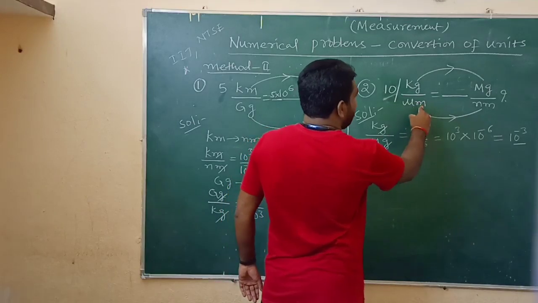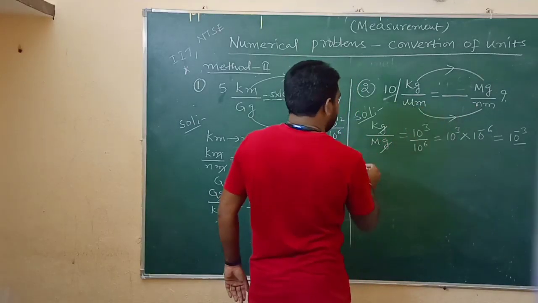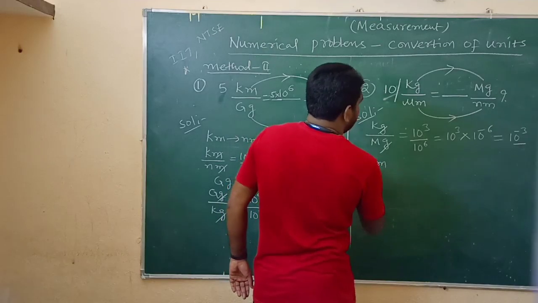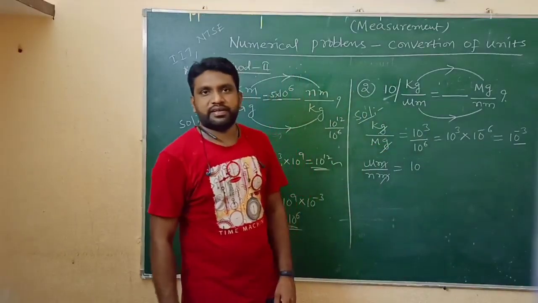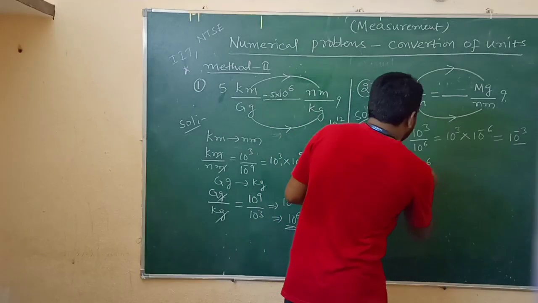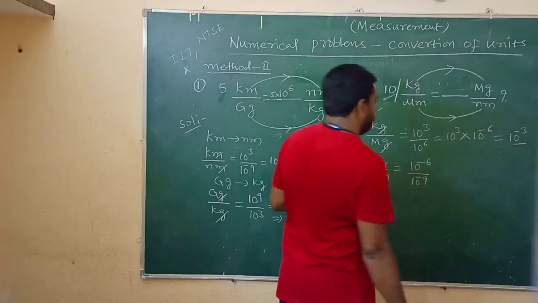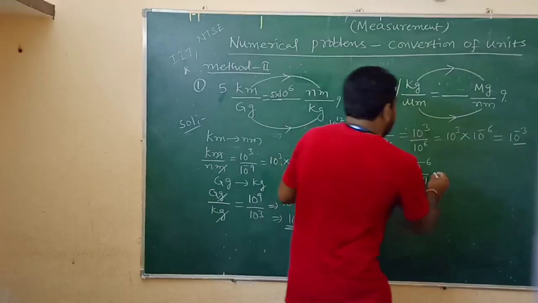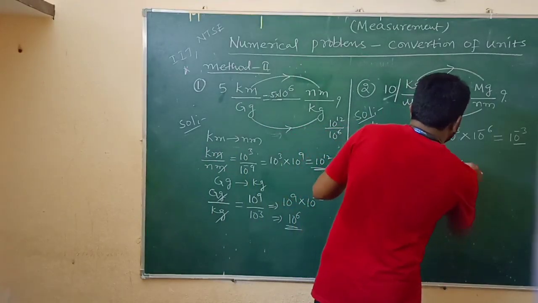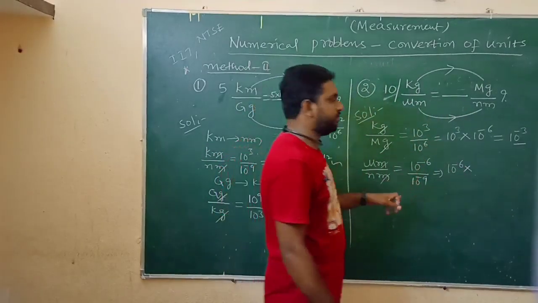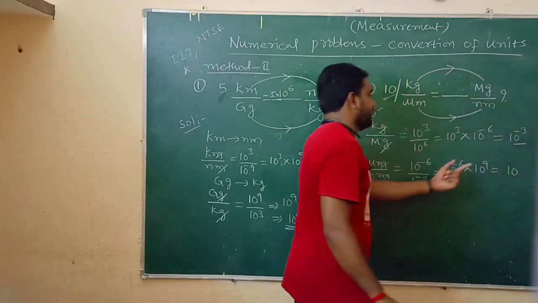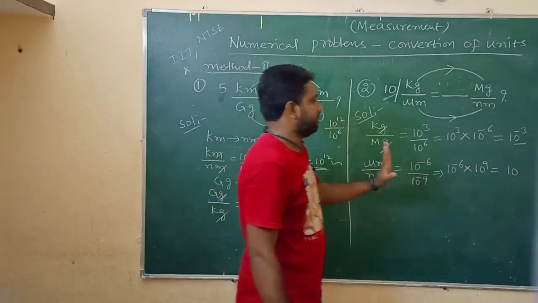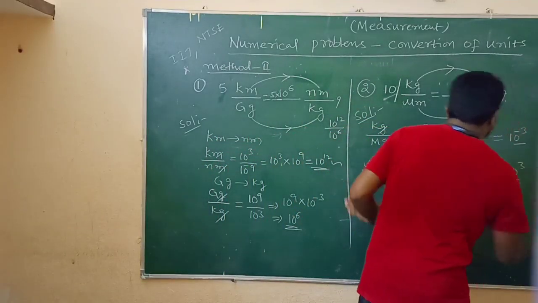Okay, next the denominator. We need to convert micrometer to nanometer. So micrometer by nanometer. Meter gets cancelled. Micro means how much? 10 to the power of minus 6. Nano means 10 to the power of minus 9. Remember nano, minus 9, very small size. After the simplification, 10 to the power of minus 6 into, if it goes outside, plus 9. Minus 9 becomes plus 9. What do you get after the addition of powers? 9 minus 6, very simple, 3.